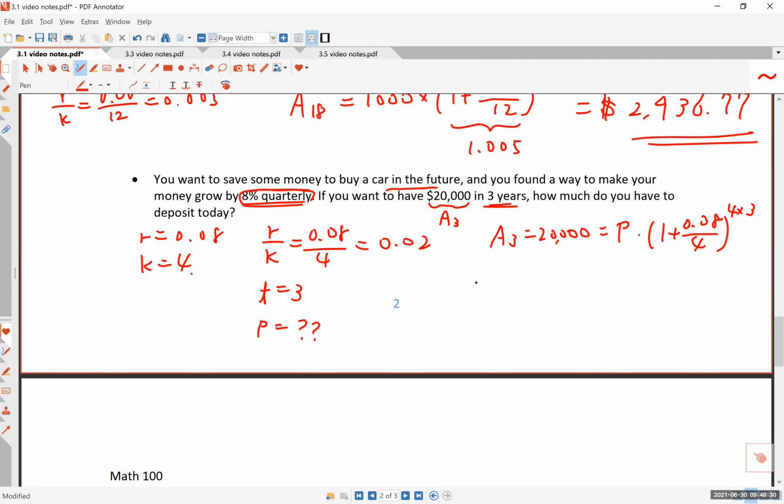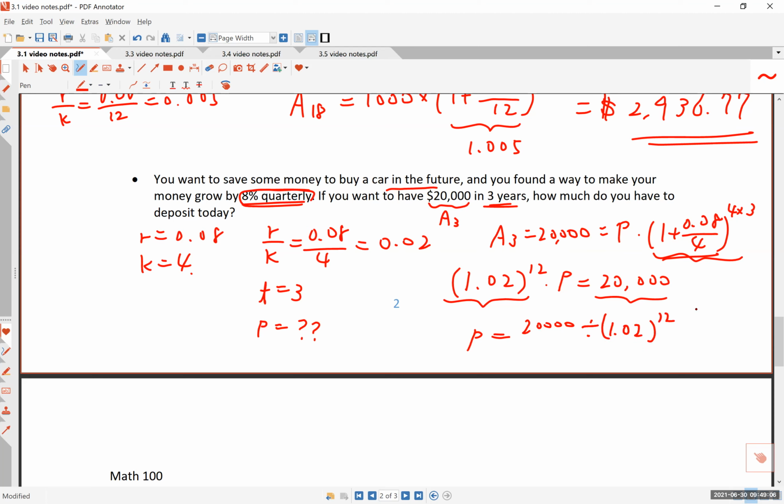You could write this, by the way, as follows. I'm going to write this in a backward way. We don't know what P is, but this part here can be written as 1.02, right? Because that's inside the parentheses. 1.02 raised to the 12th power times this principal P is 20,000. And so what you have to do to find P is to divide both sides by this. So P turns out to be 20,000 divided by 1.02 to the 12th power.